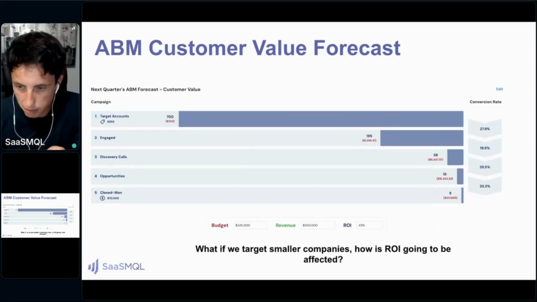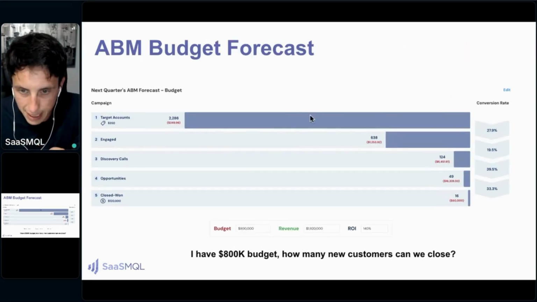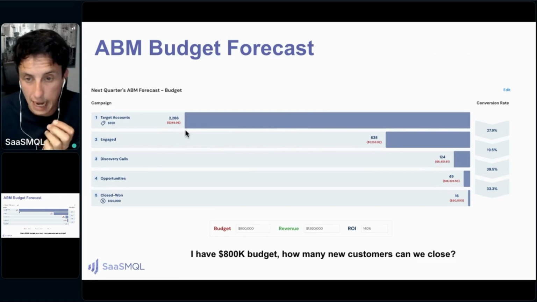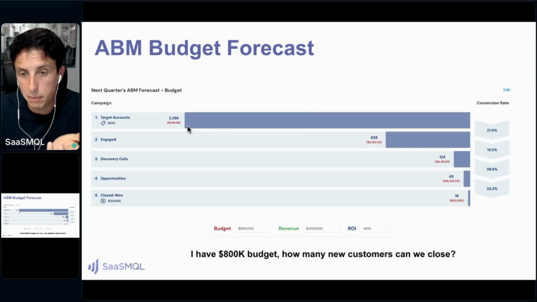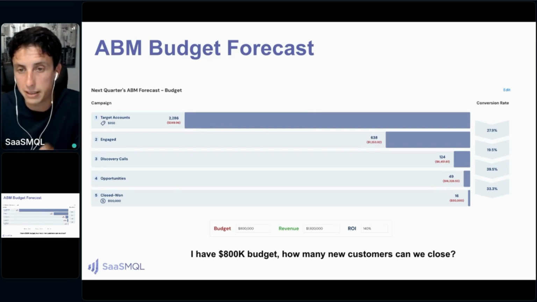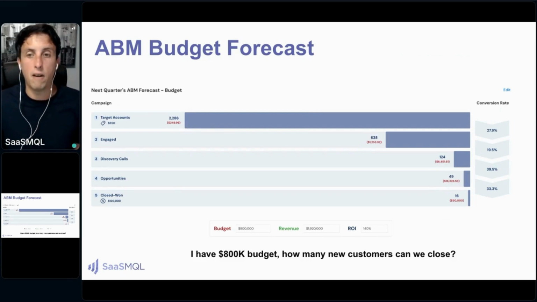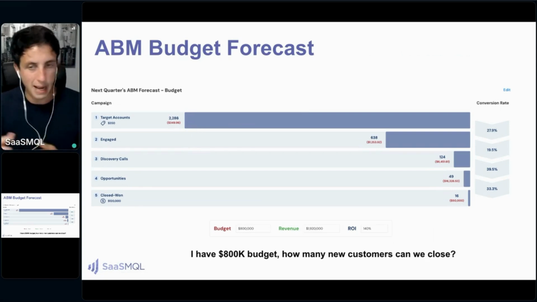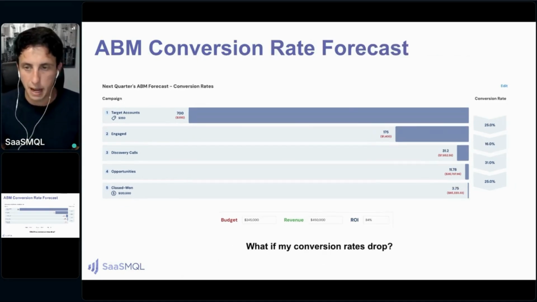So if I'm targeting with my 800K budget, I'm targeting 2,200 accounts. So $100 per account, that's what, 220K that I'm gonna allocate on this list of accounts. So I'm gonna put 220K for a quarter. So obviously you have to calculate daily spend and all of that, but 220K is going to LinkedIn here, or LinkedIn and display. You can split that.